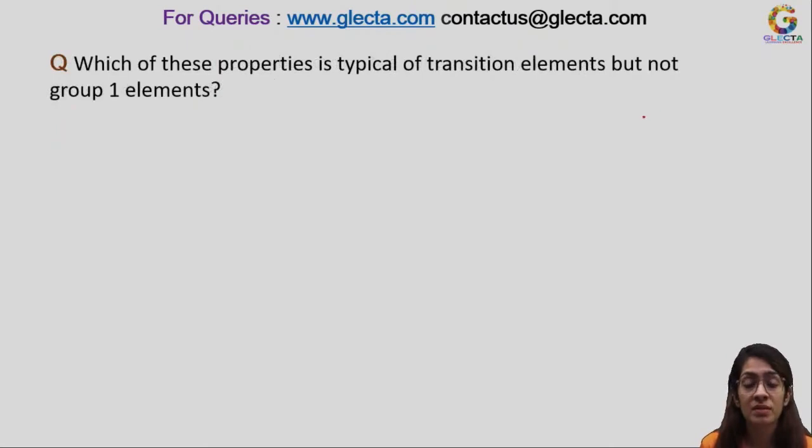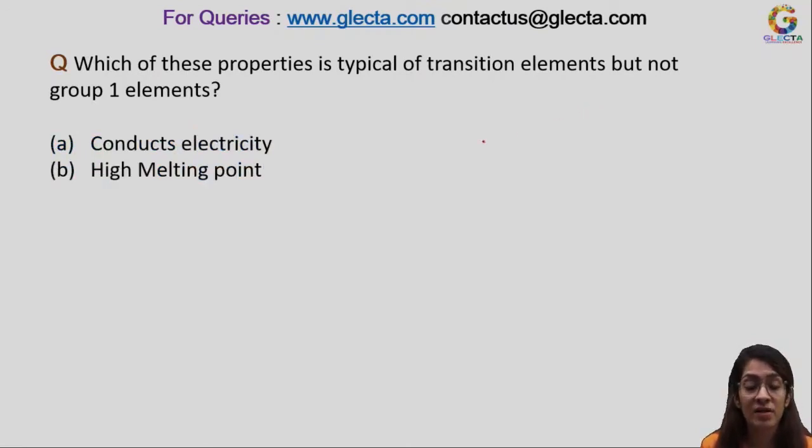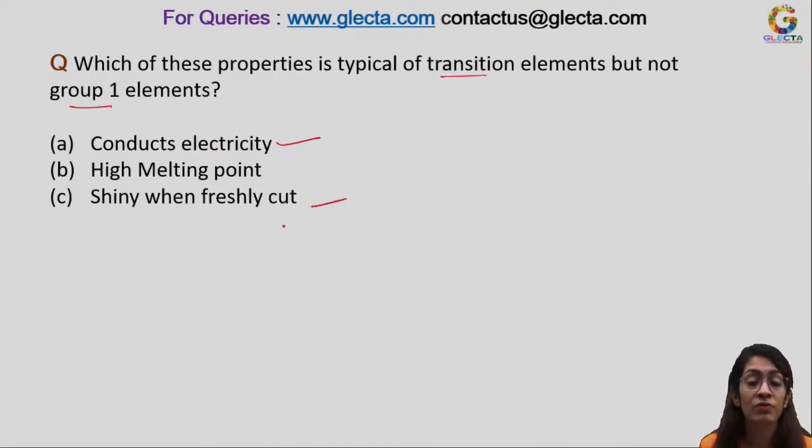Which of these properties is typical of transition elements but not group 1 elements? They conduct electricity, they have a high melting point, or they are shiny when freshly cut. Both group 1 elements and transition elements can conduct electricity. They are also shiny when freshly cut, but the group 1 elements have a low melting point when you compare it to the transition elements. So that is why we say that this property is only typical of the transition elements.